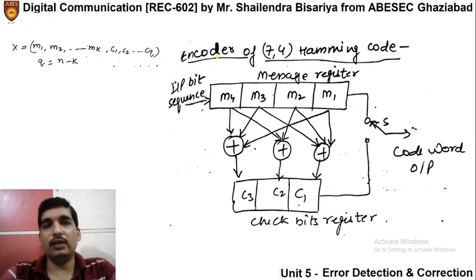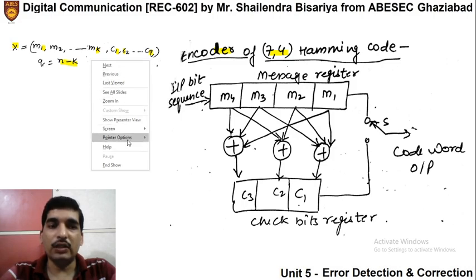Let us see the encoder of the 7,4 Hamming code. You should remember the code vector. How is it represented? We have already discussed in detail that x is represented as m1 m2 ... mk message bits, followed by c1 c2 ... cq check bits, where q is n minus k, and n is the total number of bits.